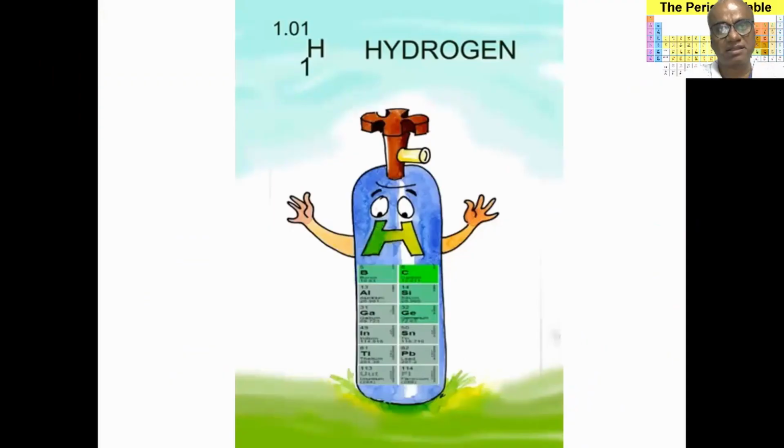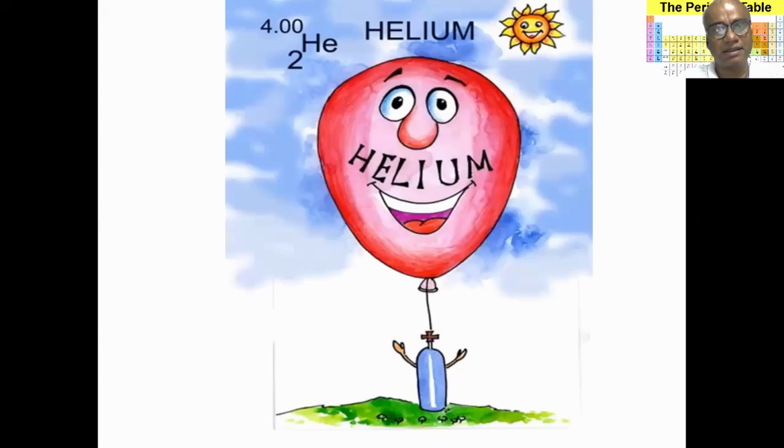The first element is hydrogen. The hydrogen cylinder is placed with the periodic element table, and it is number 1. Number 2: this hydrogen cylinder is tied with a big, very big pink colored helium balloon. The element number 2 is helium.